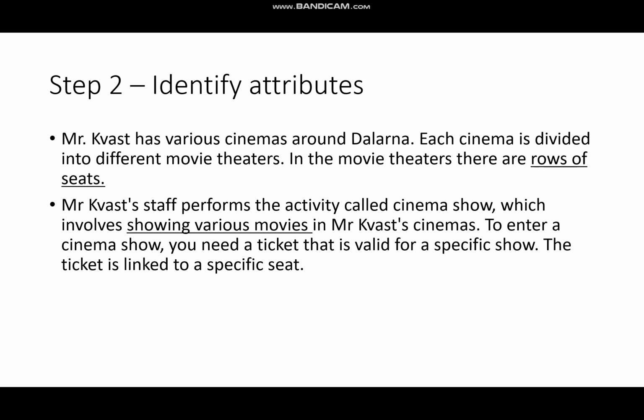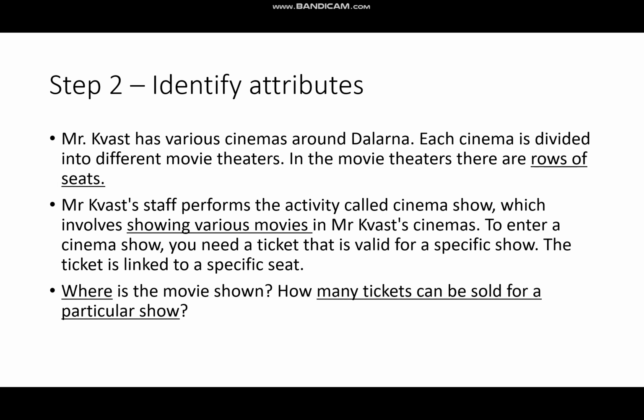In the second part, I can also see showing various movies. So I know that the complex object cinema show needs to at least show a movie. And in the questions of what the model should show is where is the movie shown. Therefore, I need to give some sort of location to the cinema. And also how many tickets can be sold for a particular show, which means that I need to give an attribute to the theatre of how many seats are within that theatre.